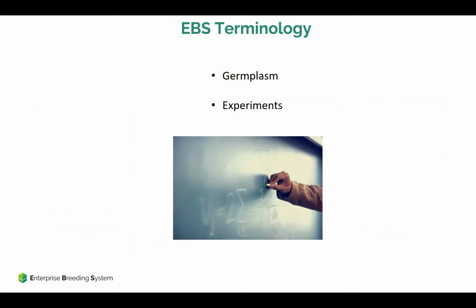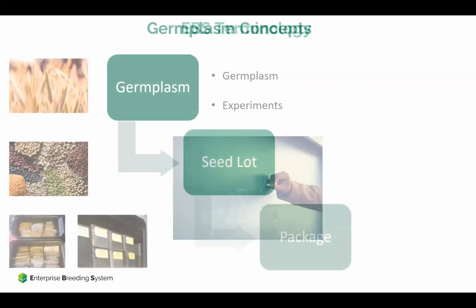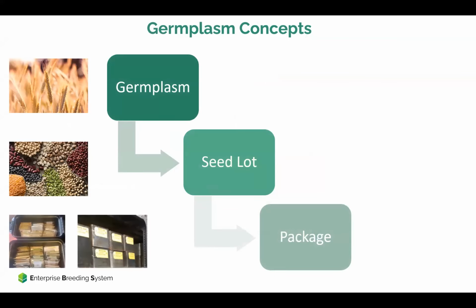But before we dive into the system, I just wanted to point out some terminology that may come up in some of the applications, in case it's terminology that may be different from some of the vocabulary that's used in other systems or in other crops. So we'll talk a little bit about germplasm and experiments in the EBS. So to start, for germplasm concepts, the EBS maintains information about germplasm and inventory at 3 different levels.